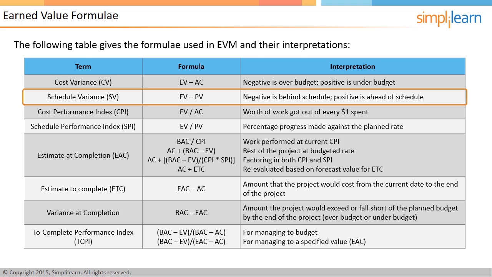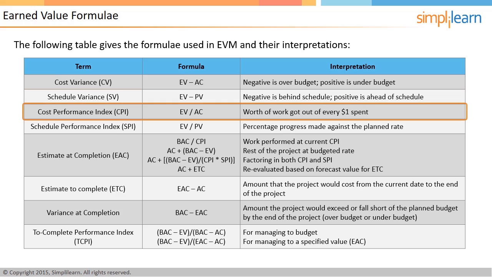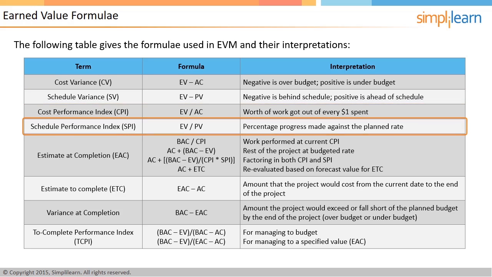The value of the next two parameters, Cost Performance Index, CPI, and Schedule Performance Index, SPI, values vary between 0 and 1. For example, a CPI of 0.8 implies that 80 cents of work is obtained for every dollar spent in the project. Similarly, if SPI is 0.9, it implies that the project is progressing at only 90% of the speed originally planned.